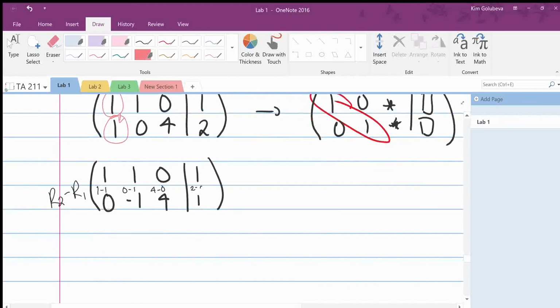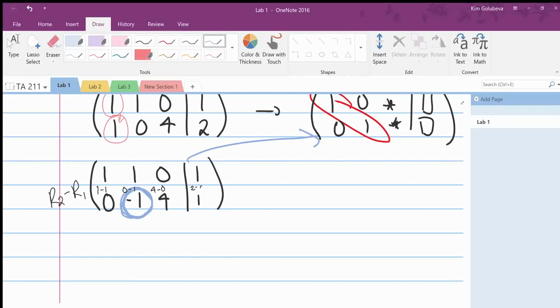Okay, so now we're almost there, but the one thing that's missing is that this one is a leading one, but it's negative. You can easily multiply the whole row by a negative sign to change it to a positive, so it will just look like this, the leading one.